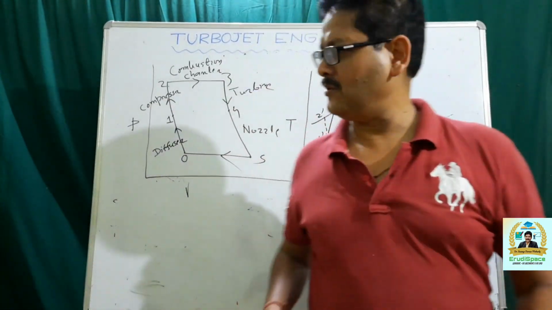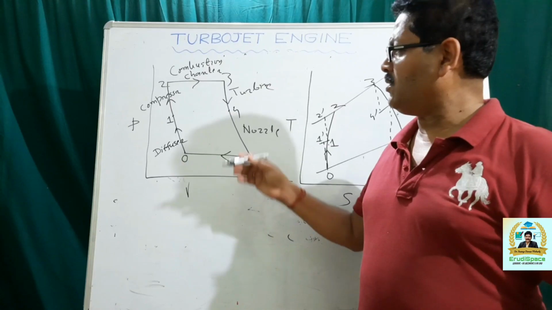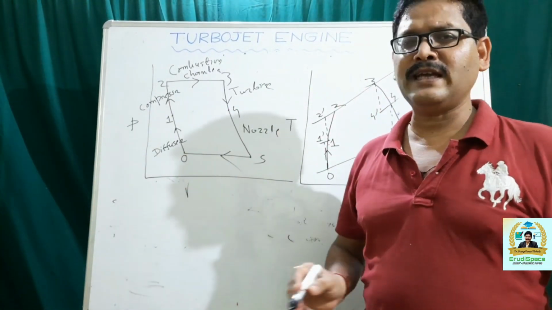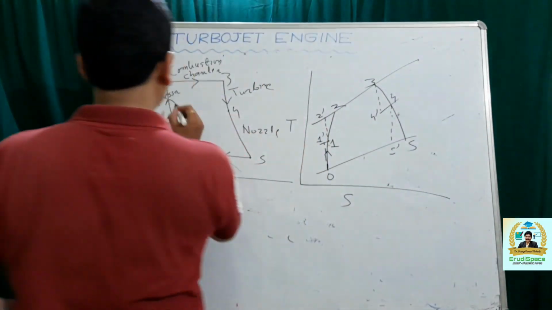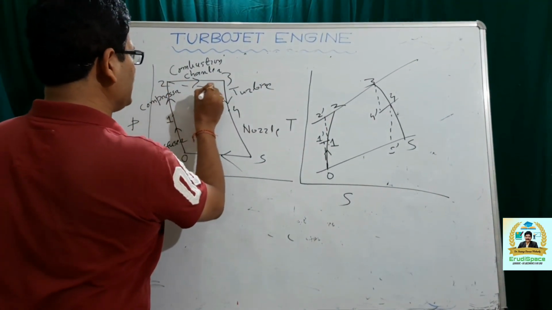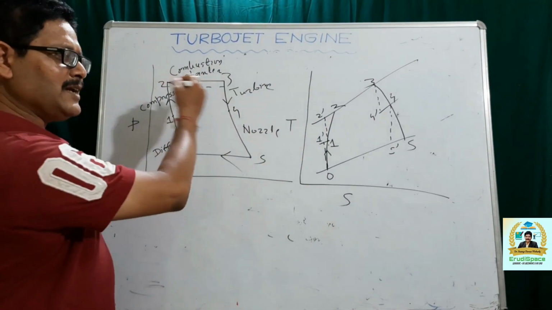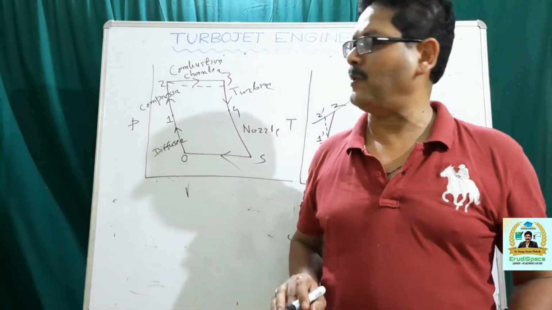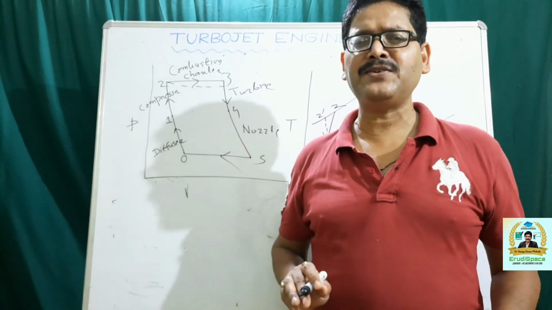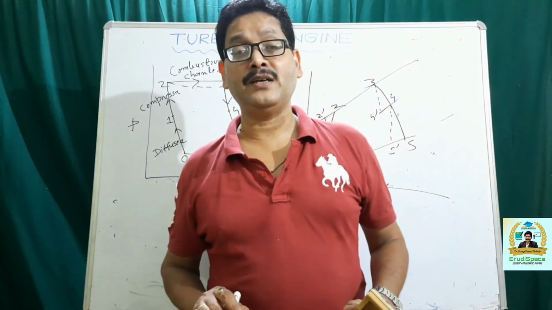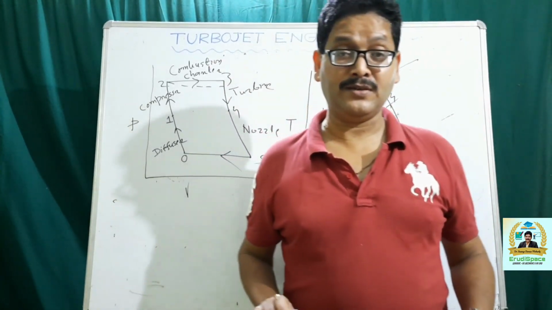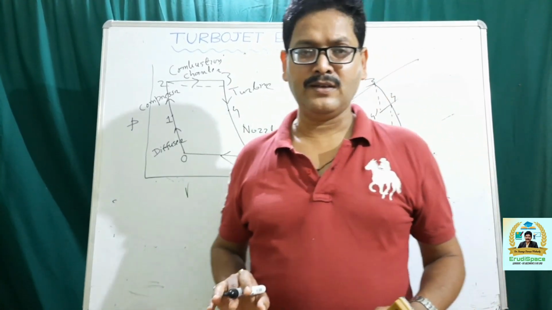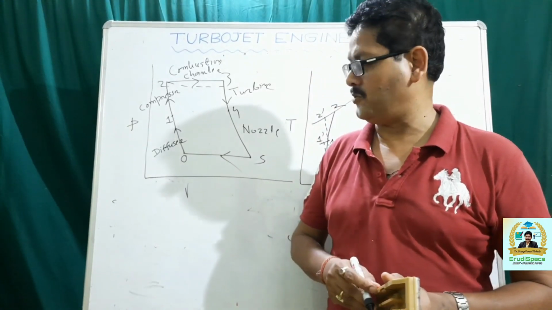Another thing that you have to bear in mind, that when we are considering the turbojet engine, we consider that there is no pressure drop in the combustion chamber. In actual case, pressure drop may take place, but we assume the pressure drop to be negligibly small. And apart from that, the specific heat is assumed to be constant, that it doesn't vary over the range of temperatures. That is something that is assumed.